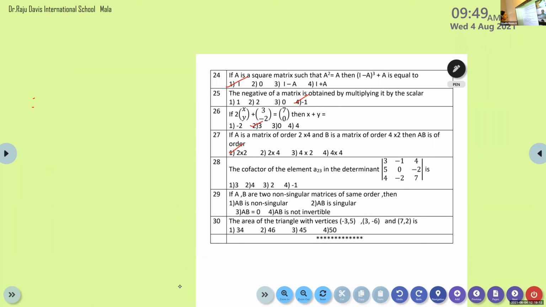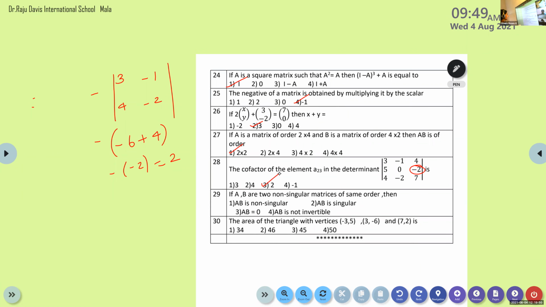Then look at the 28th one. The cofactor of the element A23. A23 means second row, third column, this one, isn't it? So it will be the same as minus determinant of 3 minus 1, 4 minus 2, isn't it? By taking the position value, it will become minus of 3 minus 1, 4 minus 2. So it is minus of minus 6 plus 4. Minus of minus 2, answer will be 2. Is it correct, children? Okay, so answer is 2.